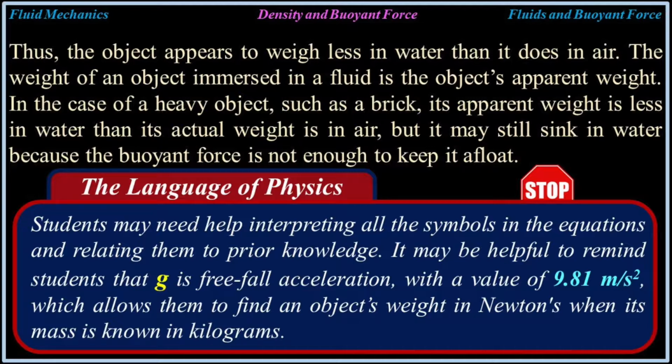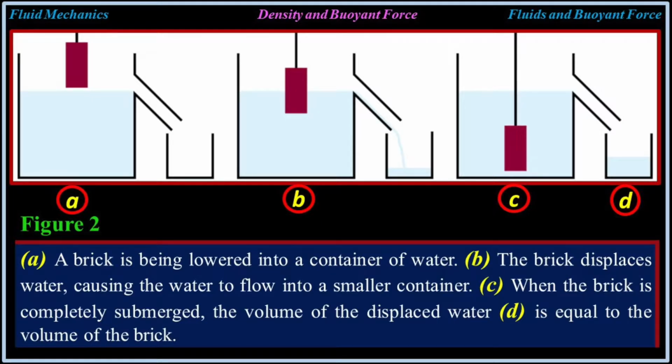The language of physics. Students may need help interpreting all the symbols in the equations and relating them to prior knowledge. It may be helpful to remind students that g is free fall acceleration with a value of 9.81 meters per second squared, which allows them to find an object's weight in newtons when its mass is known in kilograms.